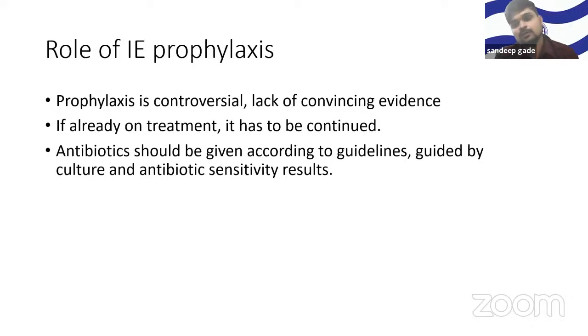Next, the role of infective endocarditis prophylaxis in such patients. Prophylaxis is controversial and there is lack of convincing evidence. If already on treatment, the treatment has to be continued and the antibiotics should be given according to the guidelines, guided by the culture and the antibiotic sensitivity results.